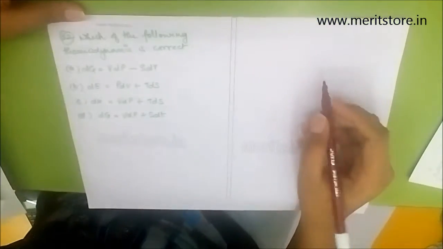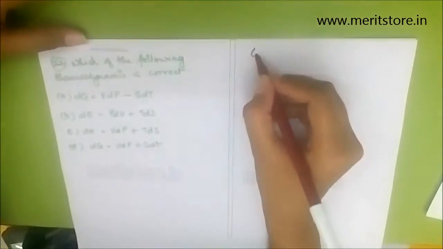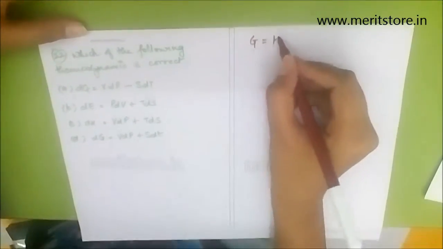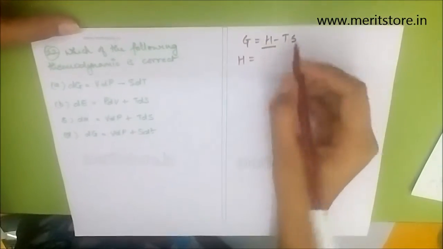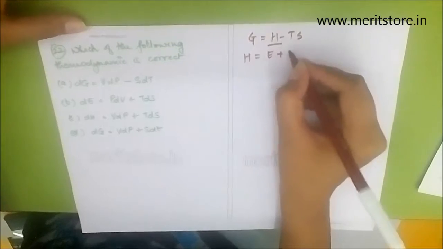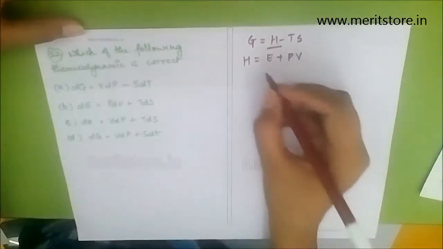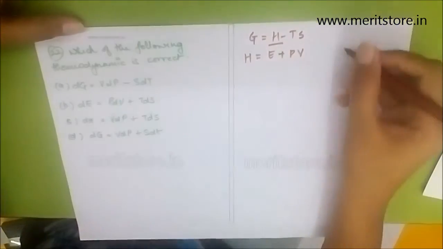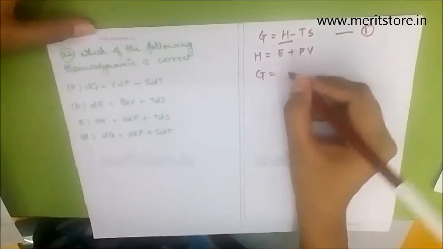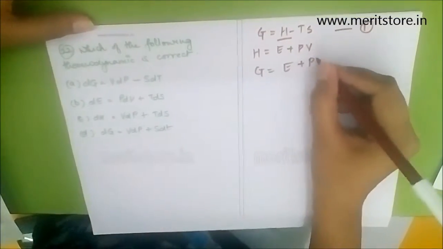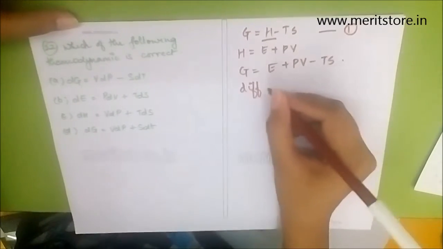Question 22: which of the following thermodynamic relations is correct? Now let's consider the change for the Gibbs free energy, that is G = H minus TS. H, that is enthalpy, is also given by E plus PV, that is internal energy plus the work done by the pressure and volume. Substituting this value in equation 1, we get, now let's differentiate.